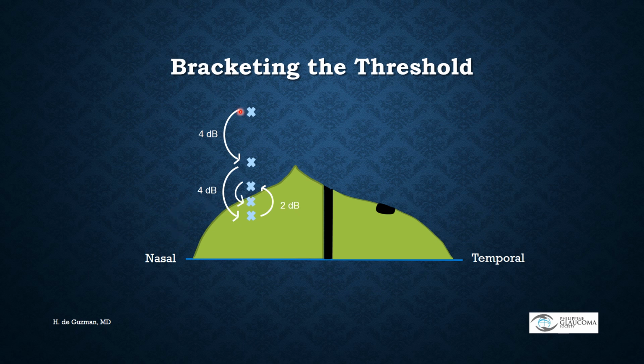Take note that these stimuli are not presented sequentially all at the same point. So the machine will test one point here, another point here, another point here, then another point here, and then come back here. So the patient does not know where to expect the stimulus.